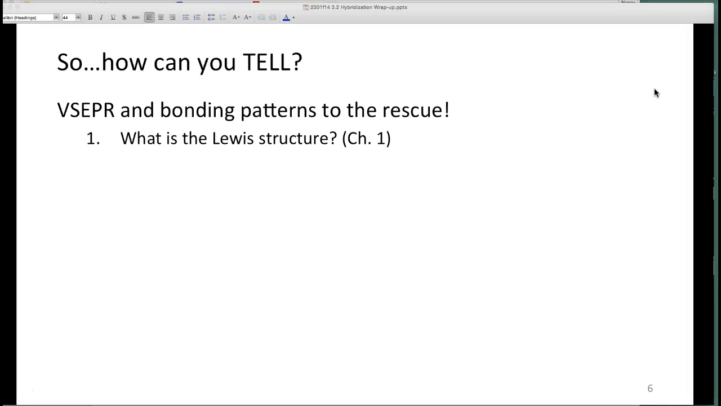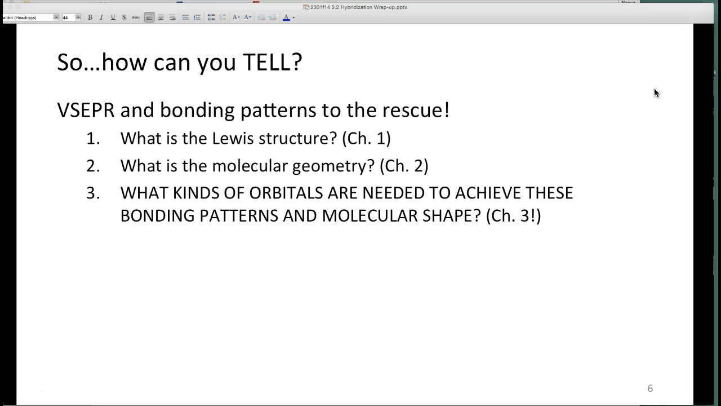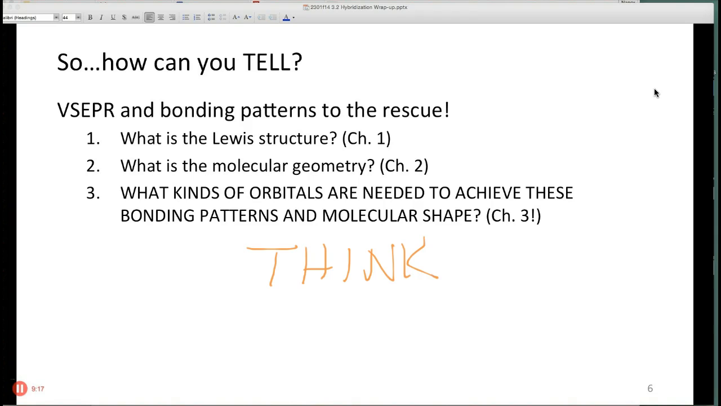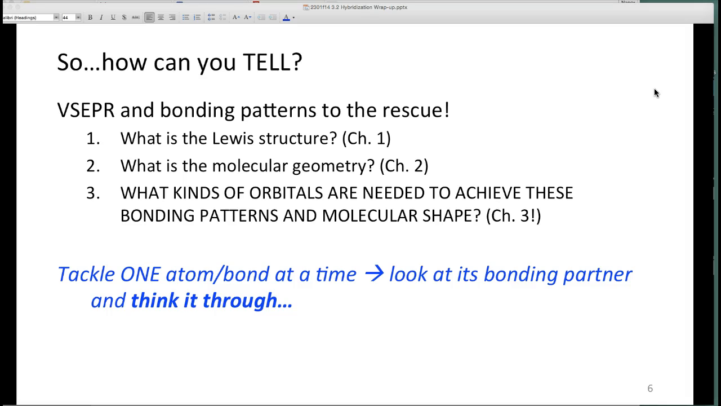Alright, so we start with chapter 1, draw the Lewis structure. Figure out what this molecule's bonding patterns look like. Then use VSEPR to figure out the shape of the molecule. Is it tetrahedral? Are there tetrahedral atoms or trigonal planar atoms, etc. And then, as Carty would say, think. Think about the kinds of orbitals that are absolutely required to achieve these bonding patterns and molecular shape. So, 2 quick examples where we will think about this one atom and bond at a time.